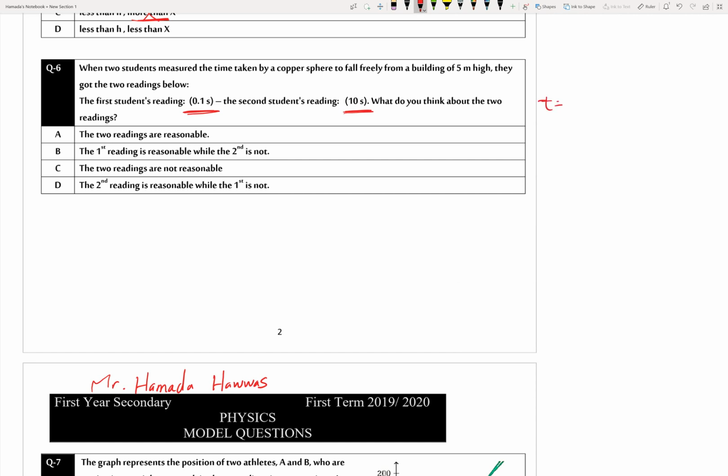Okay, t, as we mentioned before, is the root of 2d over g, so it is 2 times 5 over 10, which is 10 over 10, so it equals 1 second. This is the real time taken by the object to cover this height. In this case, no student can find in experiments that the time is 0.1 second. Even if you have the ultimate speed to press your stopwatch twice, the time will be more than 0.1 second. And in the second case, it is 10 seconds, which is a high time to cover this small distance, so the two readings are not reasonable at all.